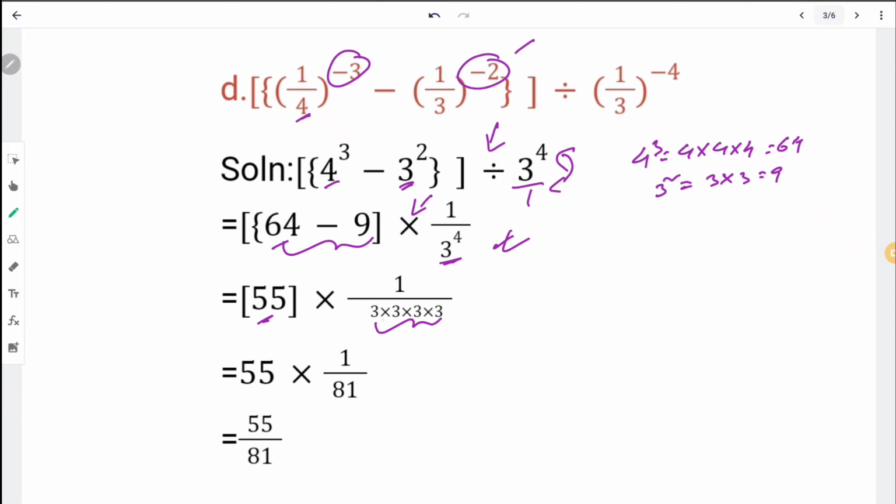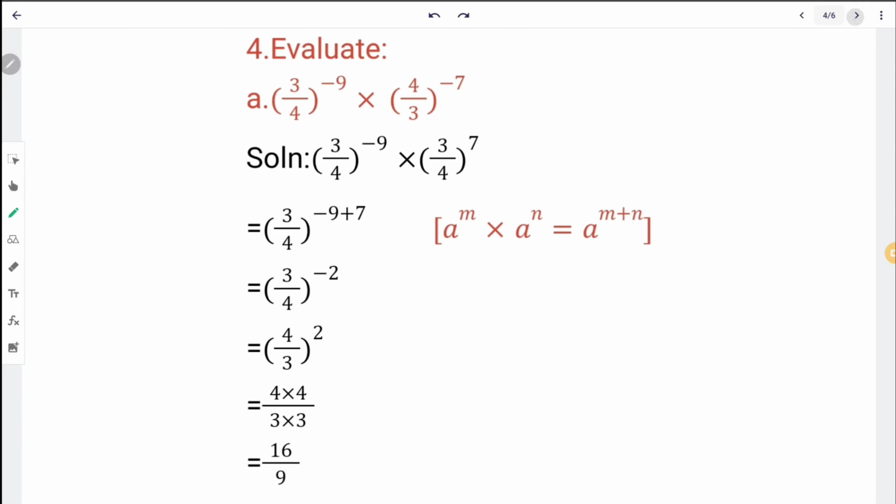So once you multiply, 3 3s is 9, 9 3s is 27, 27 3s is 81. Okay, 55 times 1 is 55, and our answer is going to be 55 by 81.